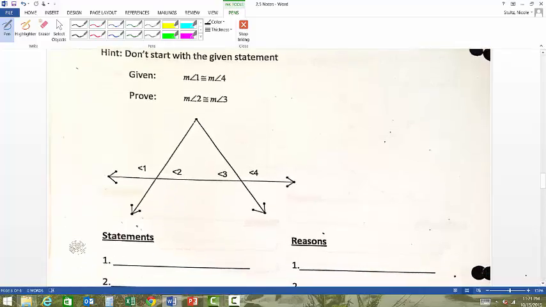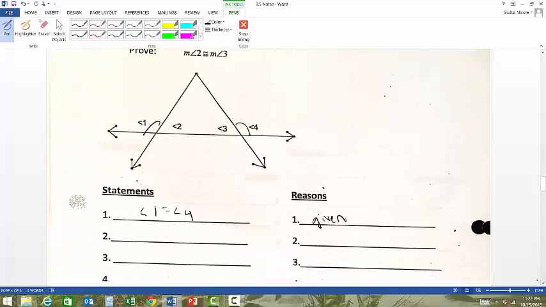Okay, so we have another proof going on here. We're given that angle 1 and 4 are congruent. So even though it says don't start with the given statement, I'm still going to start with the given statement because that's a good habit to get into. You always want to restate your given. And we are trying to somehow prove that angle 2 and angle 3 are equal.